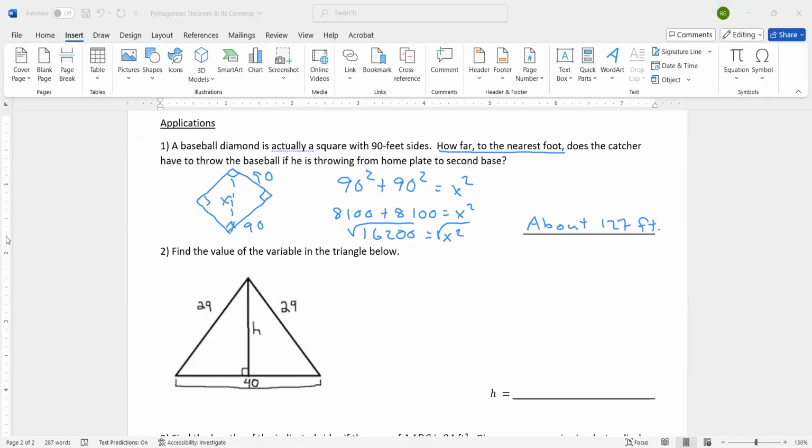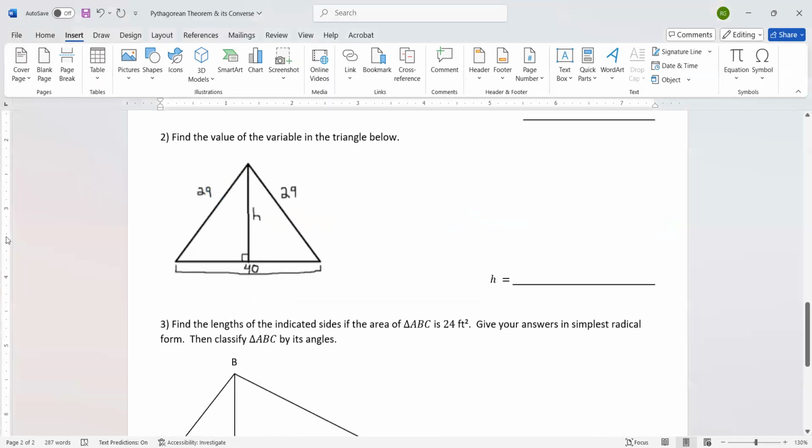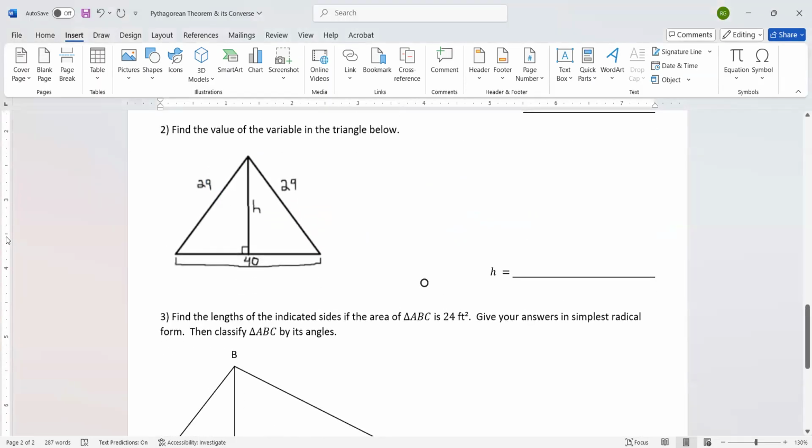Okay. Next one's not really an application, but it's not as straightforward as you might think. Find the value of the variable in the triangle below. In this one, that H is in the middle of a triangle, but that triangle is two separate right triangles. Now, a lot of people are going to want to cut that 40 in half and say 20 and 20. In this case, it happens to be correct, but why?